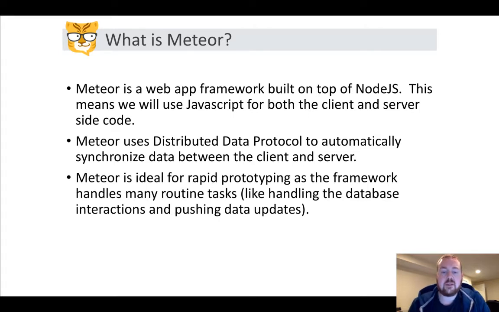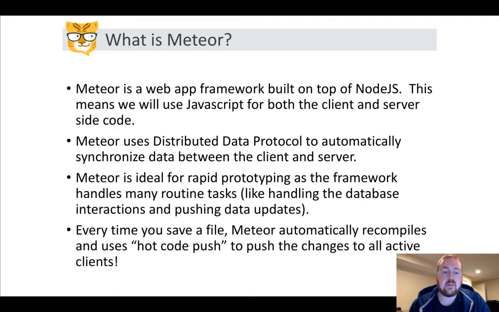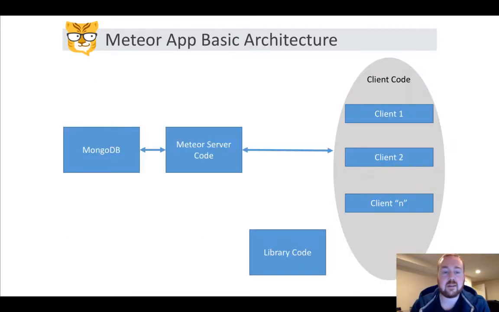The other reason Meteor is really nice for rapid prototyping is it handles many routine tasks like database interactions. We just talked about pushing data updates. So you get to work with everything right inside the Meteor code. You don't have to spend days writing logic to hook up to your database and write SQL queries and all that kind of stuff. And the other nice thing is that every time you save a file, Meteor is going to automatically recompile. And it has this feature called hot code push, which means it's going to push the changes to all active clients as well. So no refreshing your browser or anything as you're developing. This is also a really nice feature, not to be underestimated how useful that is.